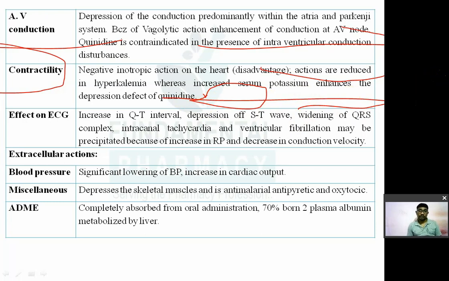Now, effect on ECG. When you take an ECG, what is the effect? Increased QT interval, depression of ST segment, widening of QRS complex, sinus bradycardia. Ventricular fibrillation may be precipitated because of the increased refractory period and decrease in the conduction velocity.